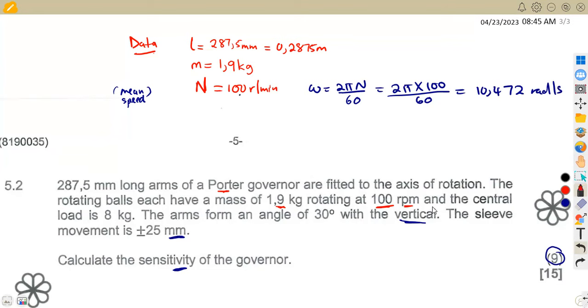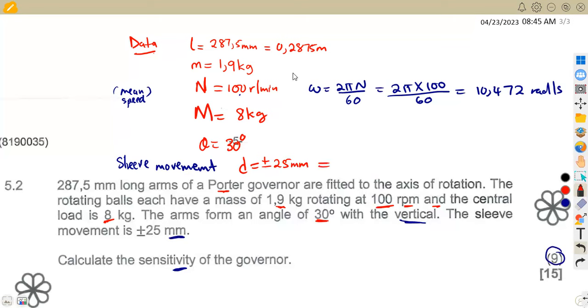We are also given that the central dead load has 8 kgs. So capital M is 8 kgs. The arms form an angle of 30 degrees with the vertical. These arms, which are 0.2875 meters, form an angle theta of 30 degrees. Then for the sleeve movement, I'm just going to refer to it as D. You can use any letter of your choice. So D is equal to plus or minus 25 millimeters.